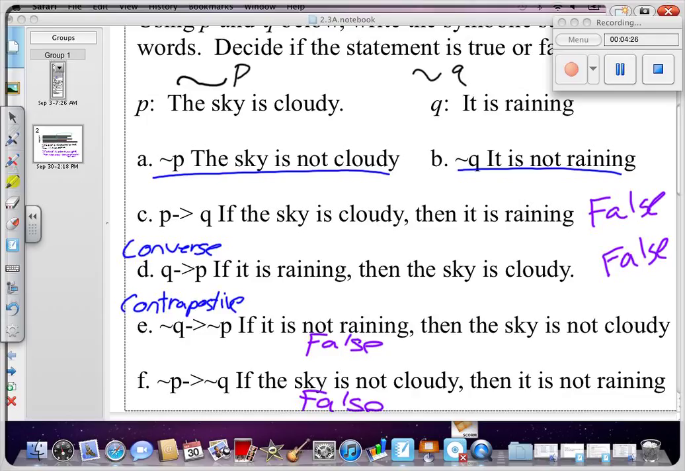So basically, if it says C, you need to write down if the sky is cloudy, then it is raining. Because what it's doing is making you write the symbolic things for it. And then F is your inverse. If the sky is not cloudy, then it is not raining. And it's false because has anybody been somewhere where it's beautifully sunny out and there's rain coming down? Yes. So that's why that's false.